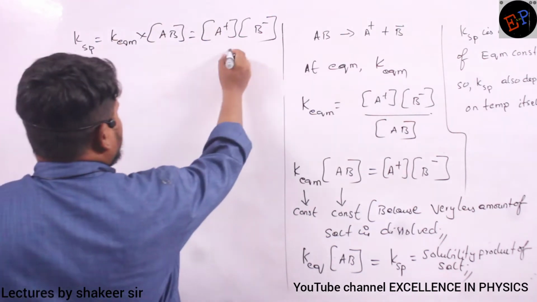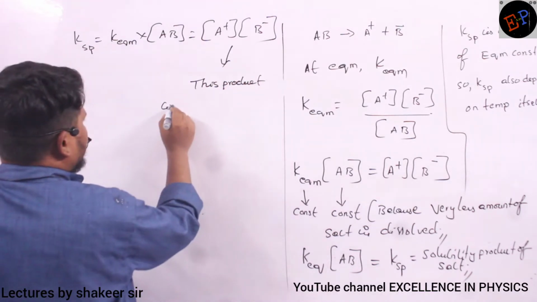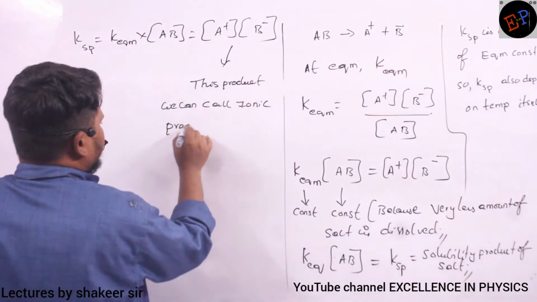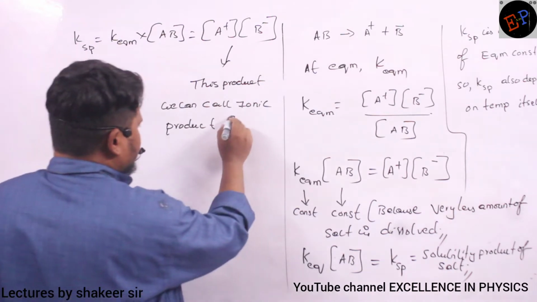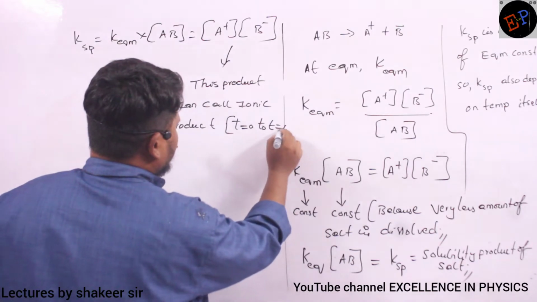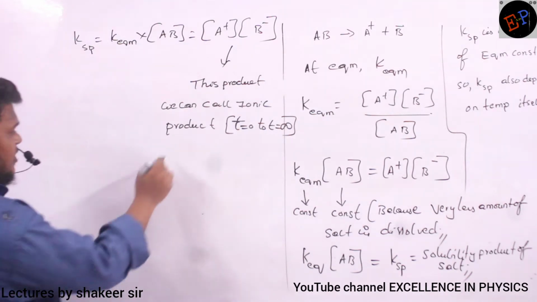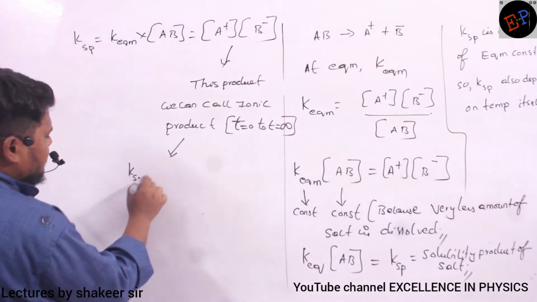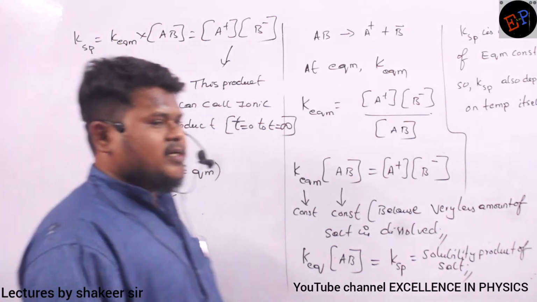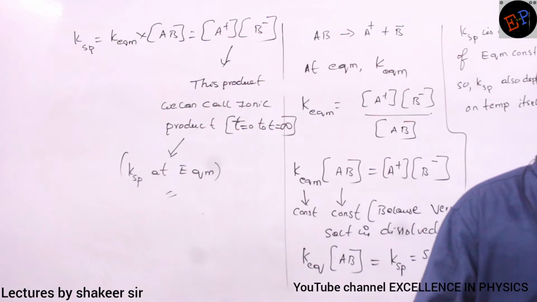So this product we can call the ionic product. And the ionic product is defined from where to where? From t equal to 0 to t equal to infinity. Between any of this time, this is called the ionic product. But the same ionic product is called KSP at which condition? At equilibrium. When the equilibrium condition is achieved, the same ionic product is called the solubility product. Are you able to understand the difference?